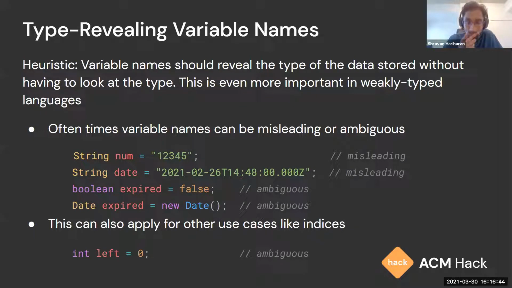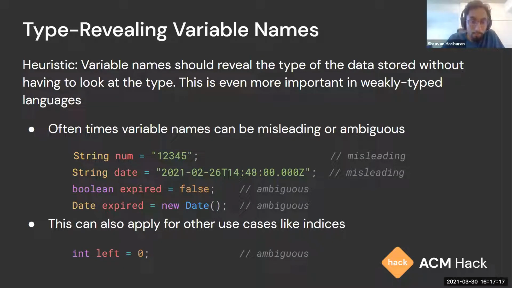So take a look at these examples, right? Here we have a string called num, which stores a stringified number, right? It's slightly confusing because if you just see the variable num in your code, you would expect it to be a number, but it's not, it would be a string. Same thing with date, right? In many programming languages, there are date objects. So if you see date, you would assume it is a date object, but it's misleading because it's actually a string here.